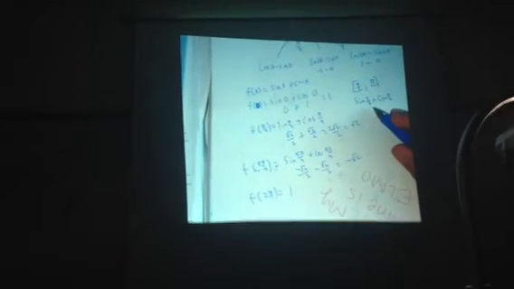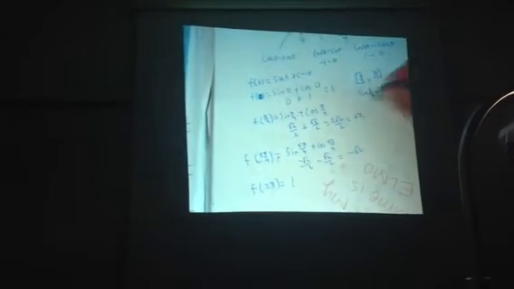So we're going to do the sine of pi over 2 plus the cosine of pi over 2. What's the sine of pi over 2? 1. What's the cosine of pi over 2? 0. And 1 plus 0 is? 1. Okay.